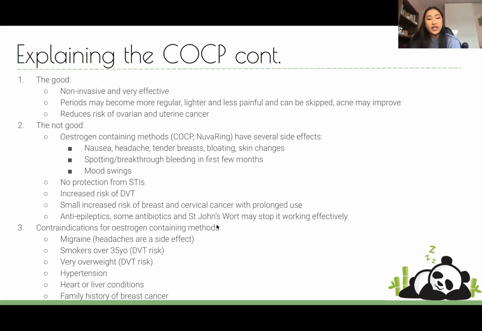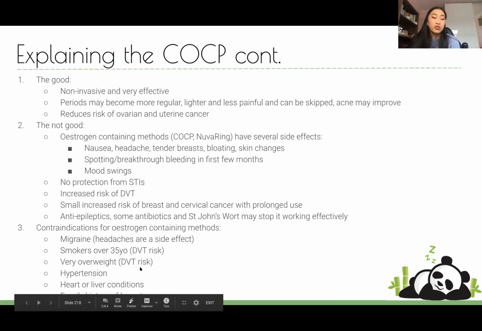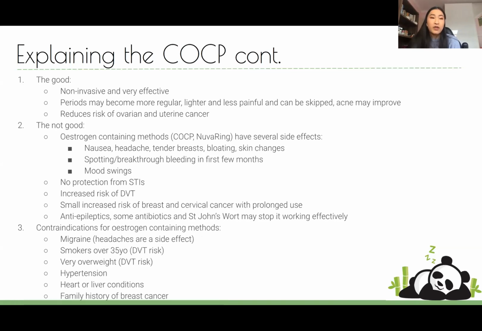And then contraindications for any estrogen-containing method: migraines, because they will be worsened. Smoking over 35, I think because of DVT risk. Being very overweight, probably also DVT risk. Hypertension, heart or liver conditions, and family history of breast cancer for obvious reasons.